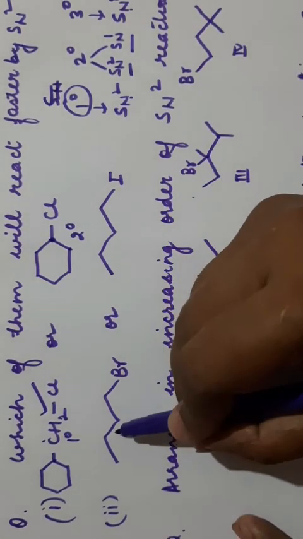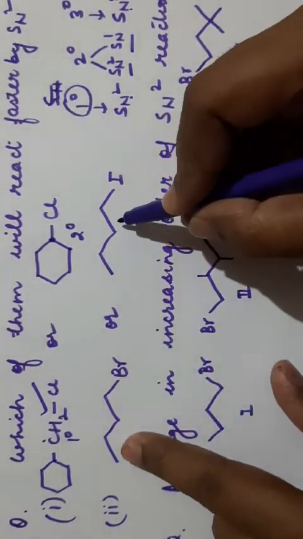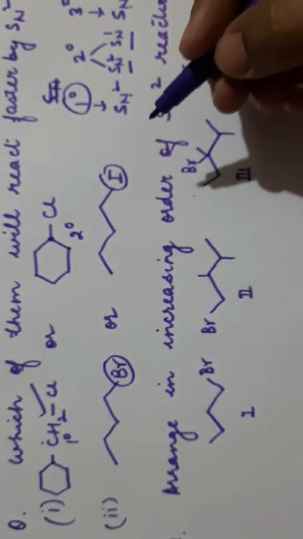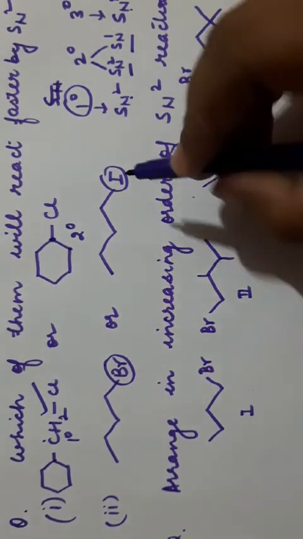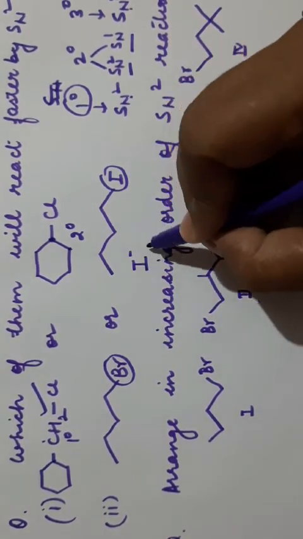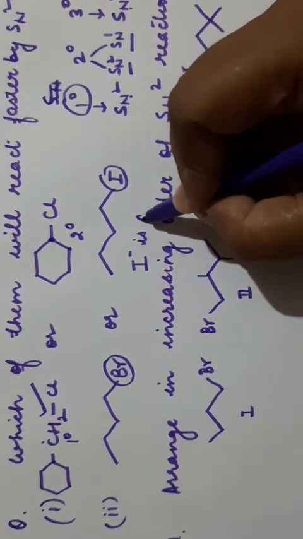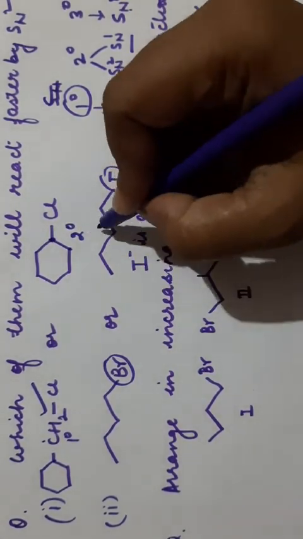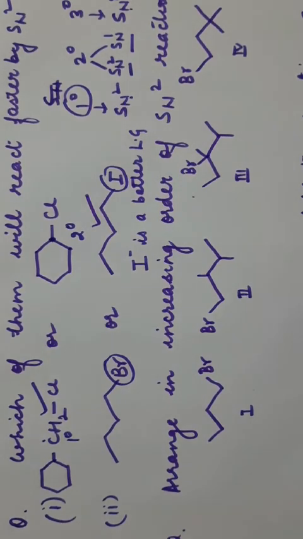Second one, here the alkyl part is the same. What is different? The leaving groups are different. So you have to identify which is a better leaving group. I minus is a better leaving group than Br minus, so it will react faster by SN2 reaction. So this is the first question.